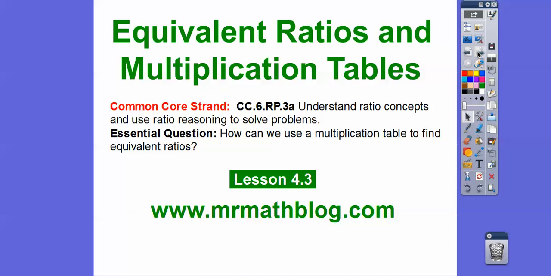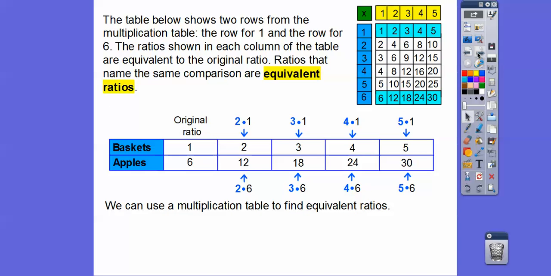Okay, let's get started. There's our Common Core strand, and our question here is how can we use a multiplication table to find equivalent ratios? This table down here shows two rows. The first row is for baskets, the second row is for apples. The multiplication table over here is highlighted with row 1 and row 6. The ratios shown in each column of the table are equivalent to the original ratio.